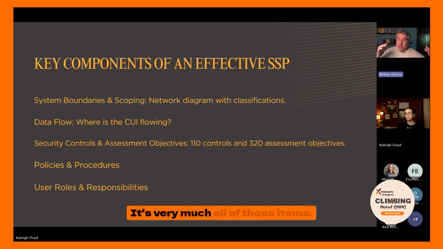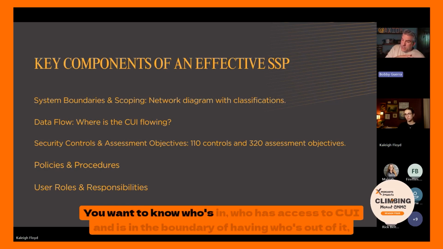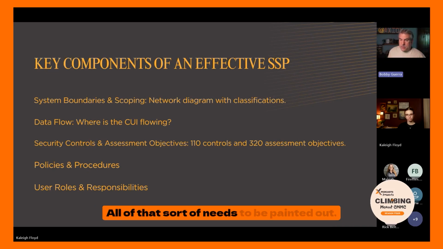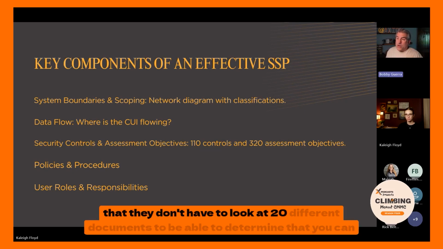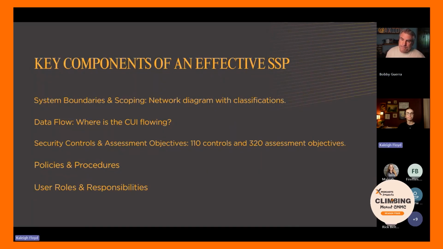It's very much all of those items. You want to make sure you have the boundaries defined. You want to know who has access to CUI and is in the boundary, who's out of it, what devices are in, which ones are providing security protection around that data. All of that needs to be laid out. That SSP needs to cover that in enough detail that they don't have to look at 20 different documents to determine that you can leave phase one. To me, I think that proves that you have a mature system security plan.